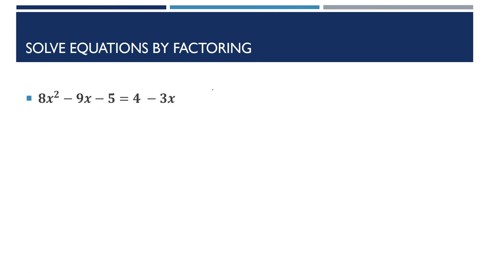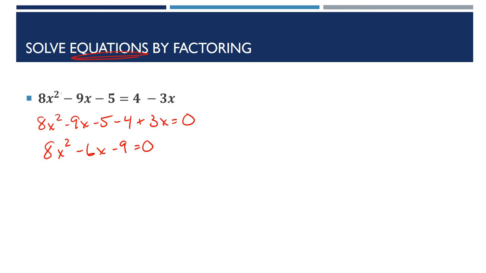Okay, so let's now go back to our solve. Remember, when we solve an equation, especially one that is a quadratic, that has an x squared term and an x, we're going to move everything to one side and set it equal to 0. So I'm going to subtract the 4 and add the 3x. Now I'm going to combine my like terms, and now I'm ready to factor. There is no common factor, so I can't pull anything out to make my numbers smaller.